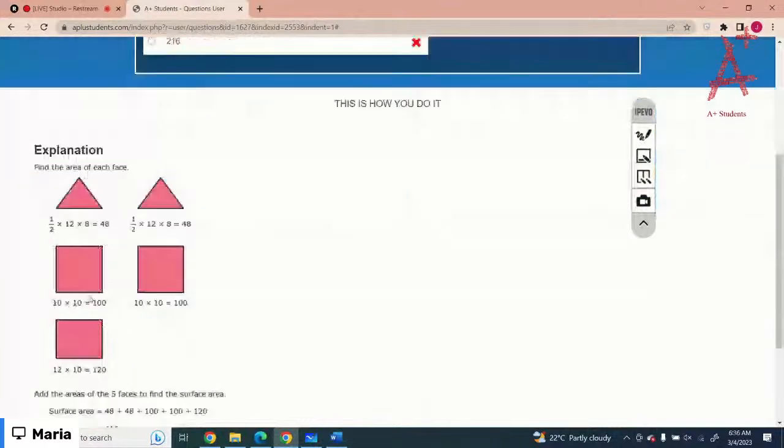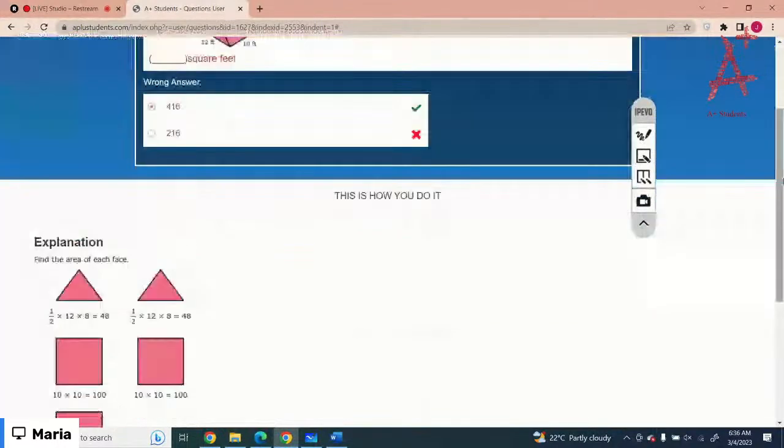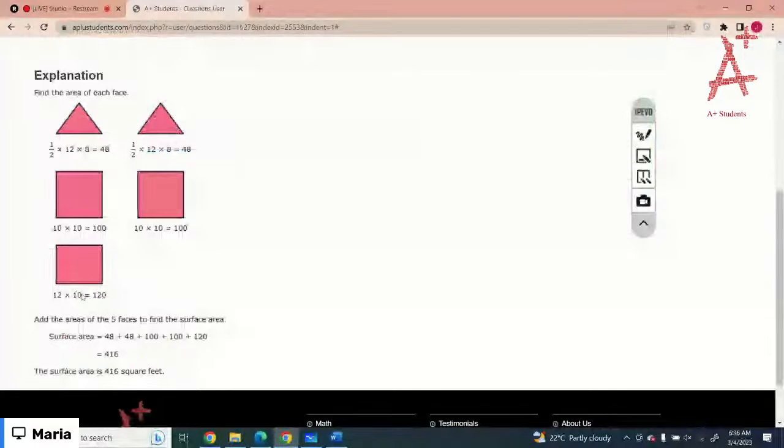Then you have to calculate the area of the two sides, which have the dimensions 10 and 10. The triangular prism has 5 sides. 10 times 10 is 110. Then you have to find the area of the base, which would be 12 times 10. For the surface area, you add all the areas, so it would be 416.